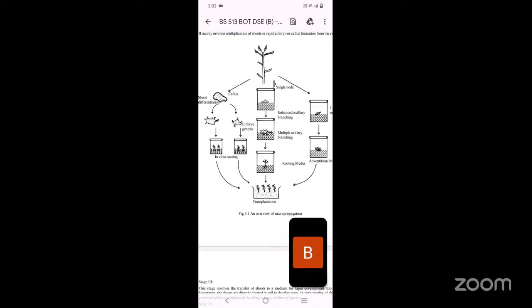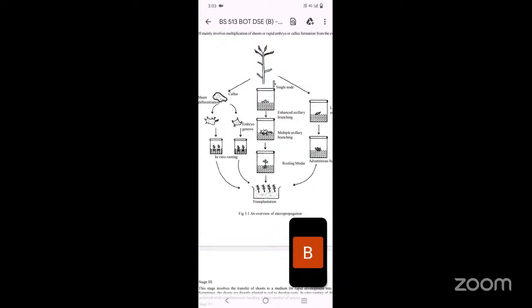And stage two, the major activity of micropropagation occurs in a differentiated culture medium. Stage two mainly involves the multiplication of shoots and rapid embryo or callus formation from the explant. And stage three involves the shoot medium and rapid development into roots, and sometimes shoots also develop. In vitro rooting of shoots is preferred while handling a large number of species.